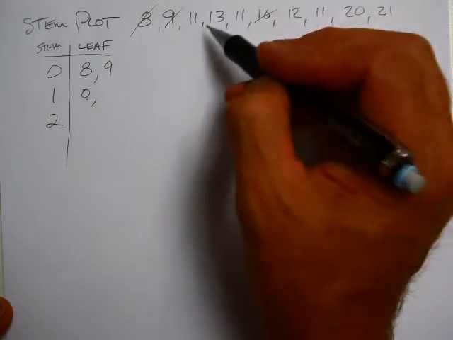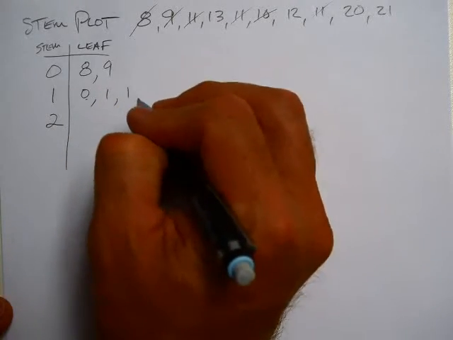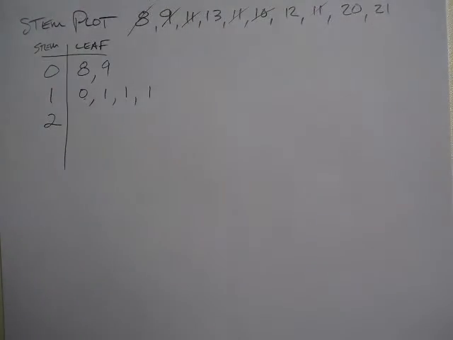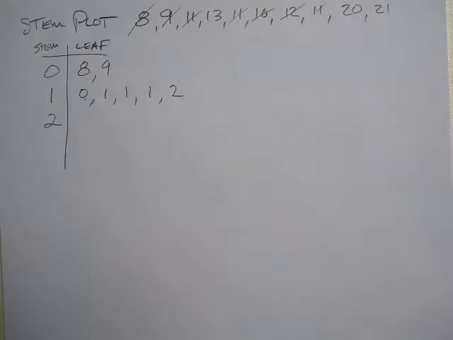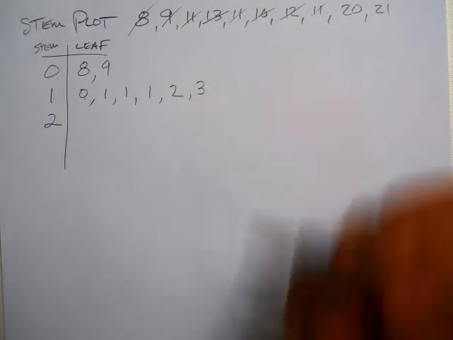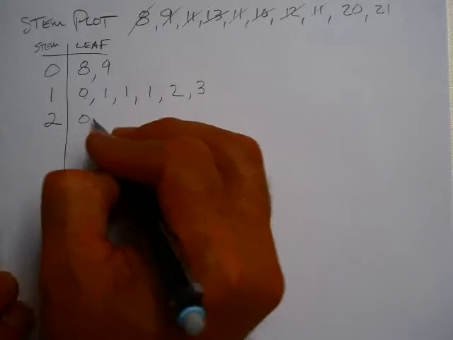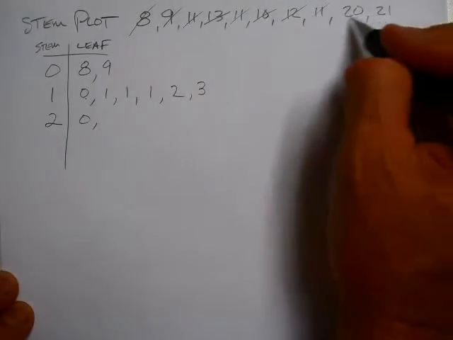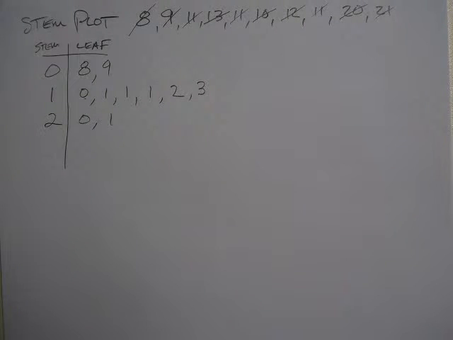I have a bunch of 11s. I've got 3 of them. So I'm going to mark them off, and I'm going to put 3 1s. Next is a 12. So I'm going to put a 2 after the 1, representing the 12, and a 13. Now I've got a 20 and a 21. They go in as well, but they go into the 2. So there's a 2 and a 0 for 20, and a 2 and a 1 for 21. And there's my stem and leaf plot.